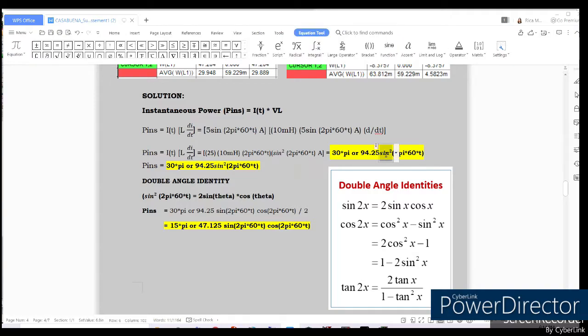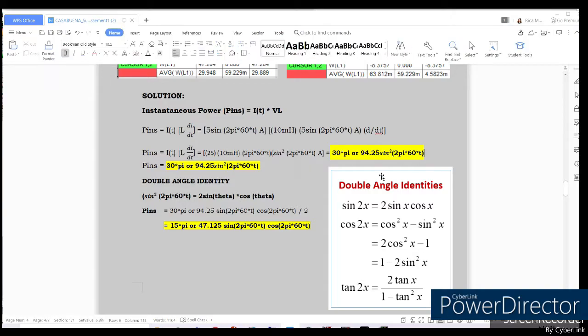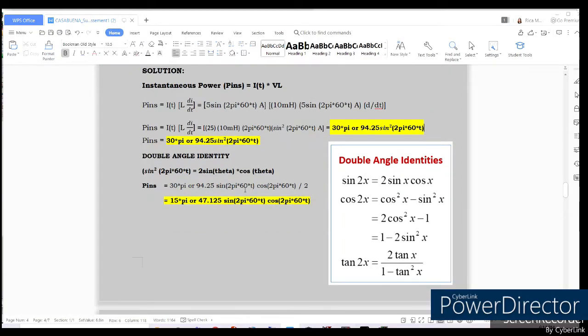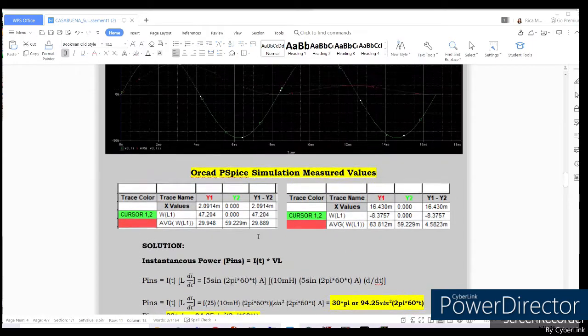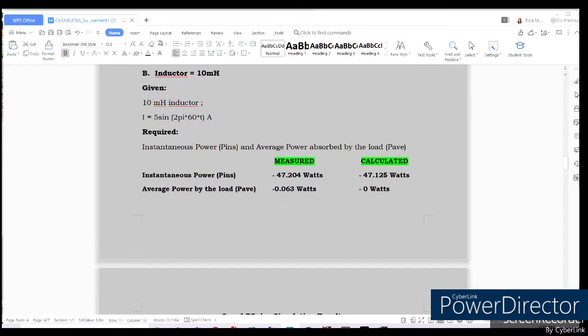Since sine is squared, we have to apply a basic trigonometric identity, the double angle identity, wherein sine squared 2 pi 60t is equal to 2 sine theta cosine theta. So we will be substituting 30 pi or 94.25 sine 2 pi 60t times cosine 2 pi 60t divided by 2. Getting the reciprocal of 2 and multiplying it to our denominator will give us this equation. Then simplifying, or dividing 94.25 and 30 pi by 2, it will give us 15 pi or 47.125 as our peak value, which will be our calculated value for our instantaneous power.